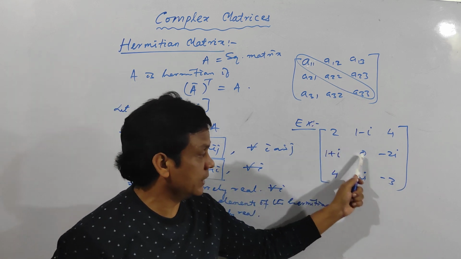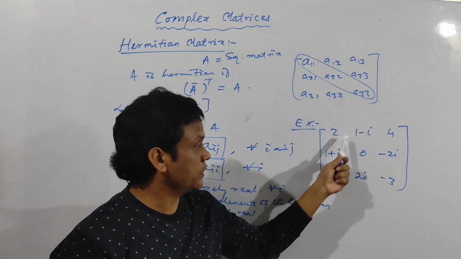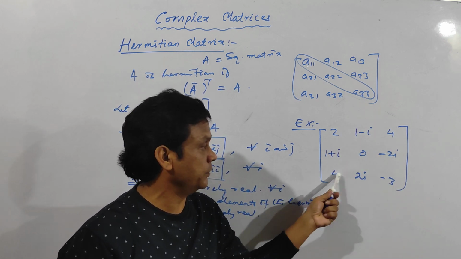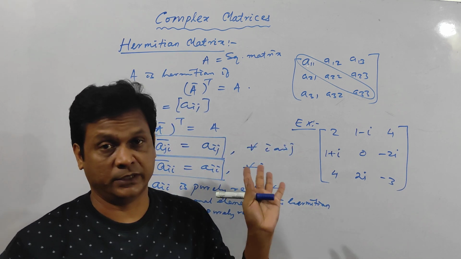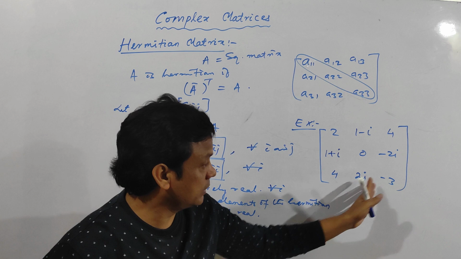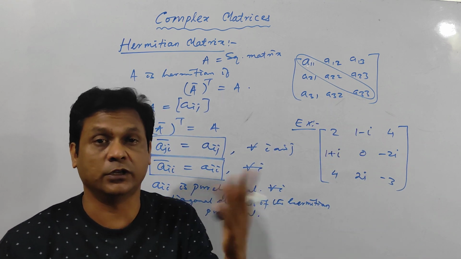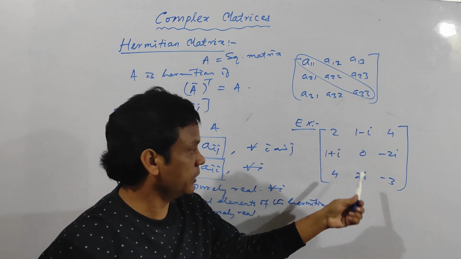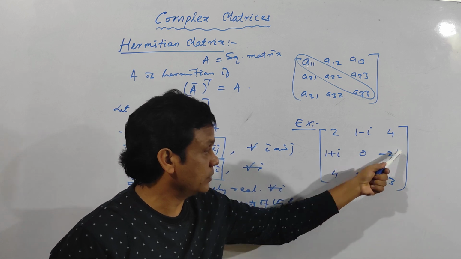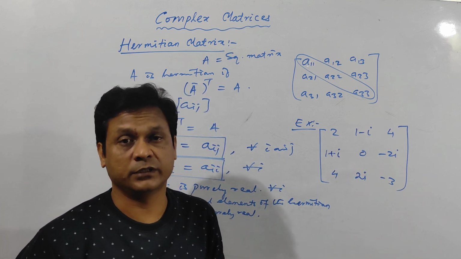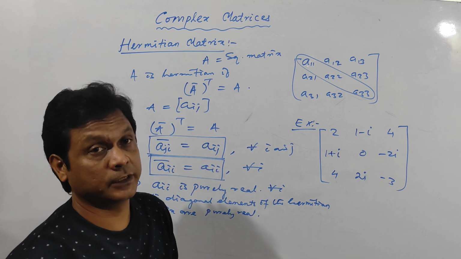Simply the diagonals are the purely real numbers, and these pairs must be conjugate of each other. So you can give as many examples as you can. And by seeing a matrix, you can say whether this is a Hermitian matrix or not. For a Hermitian matrix, the diagonals should be real and the corresponding off-diagonal elements should be conjugate of each other. Clear? So this is all about Hermitian matrix.